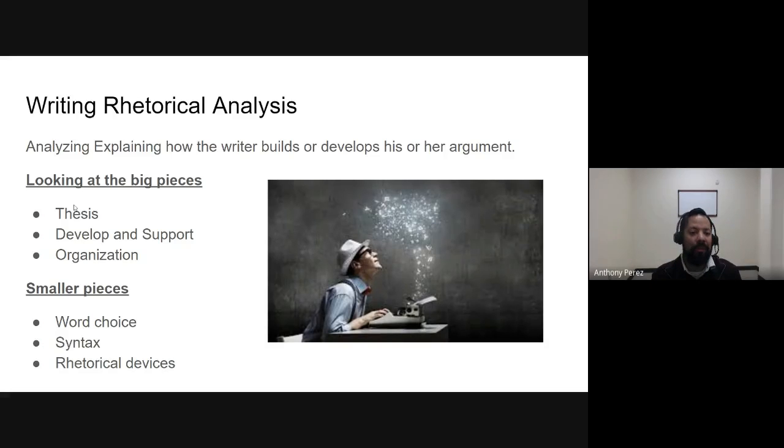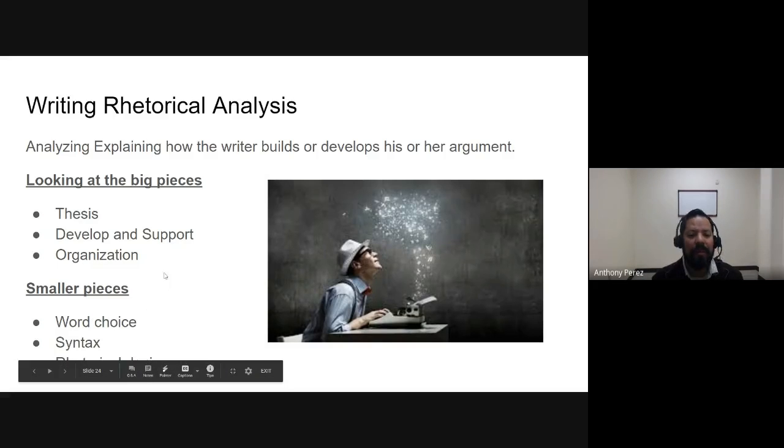So, and when you do rhetorical analysis, you're looking at the big pieces, the thesis statement or the argument. What is that? How is it developed? How do they develop and support that thesis? So, like, what examples do they use? Do they do definitions? Do they do examples from their own lives, like anecdotes? Do they use statistics or facts? That kind of stuff. How is it organized? Do they compare and contrast? Do they do cause and effect? All those things matter in how effective the argument is.